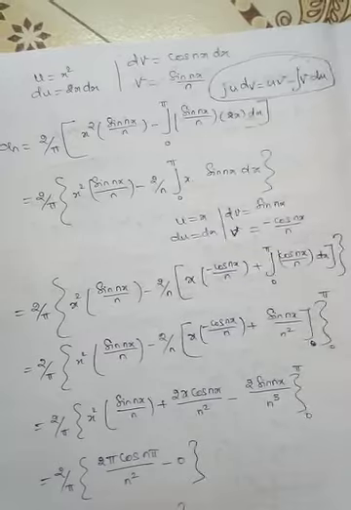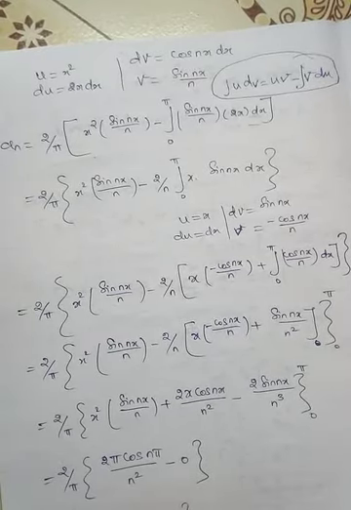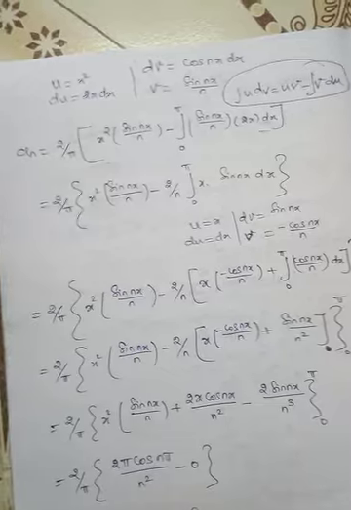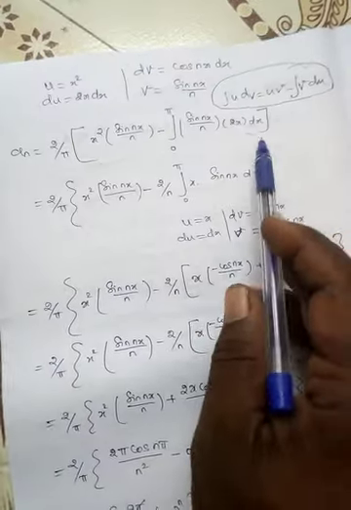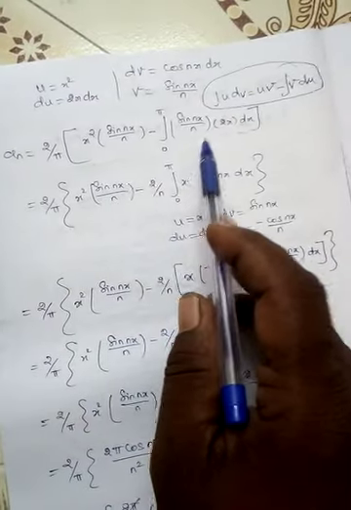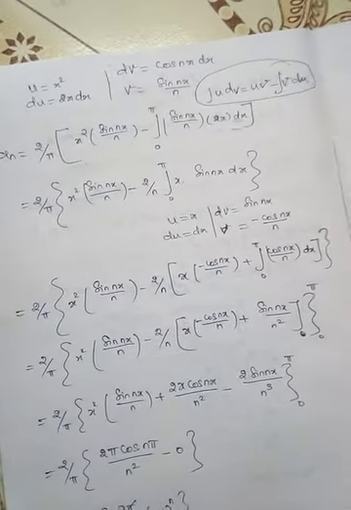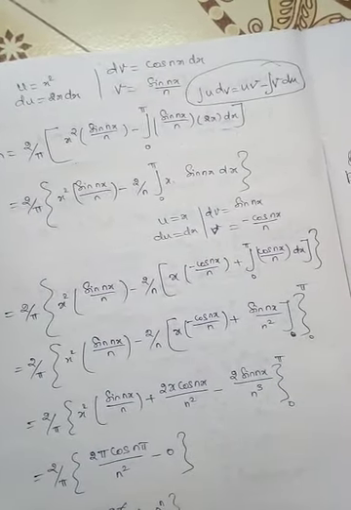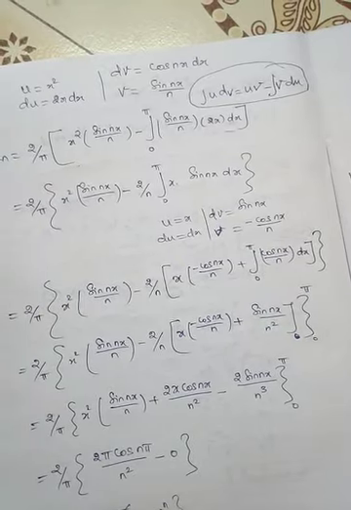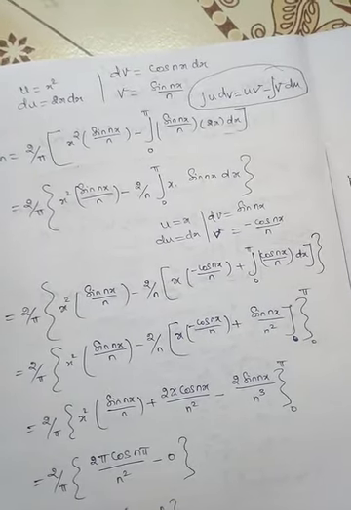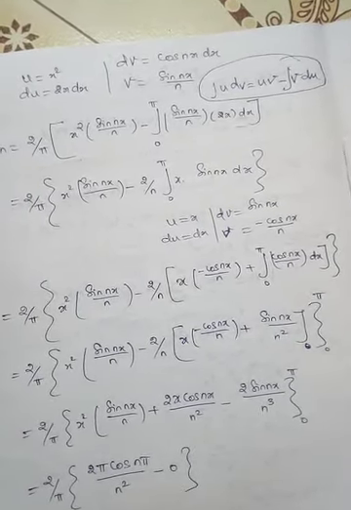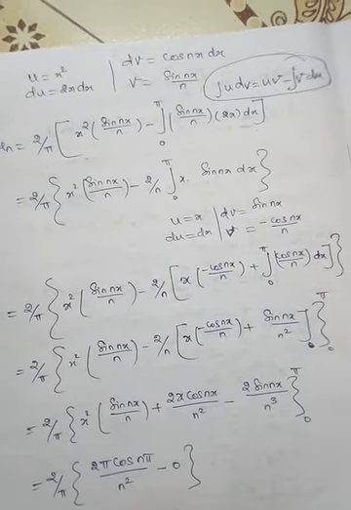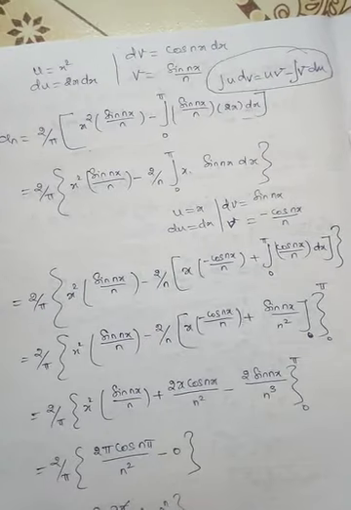Next, 2 by pi, x squared sin nx by n minus, and I can take the constants outside. 2 is a constant and the denominator n is a constant, so taking them outside we get 2 by n, integral 0 to pi x sin nx dx. See the integrand in this second part: again there are two functions of x, x and sin nx, so we cannot integrate easily. Let us use the same formula, integration by parts.